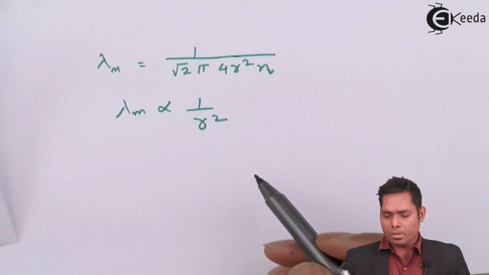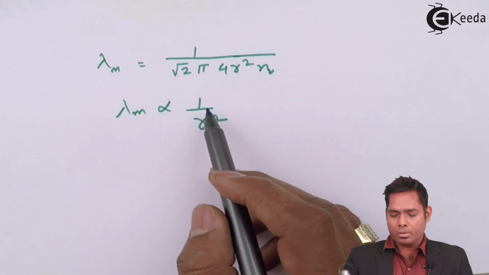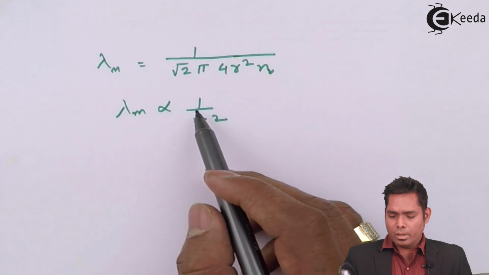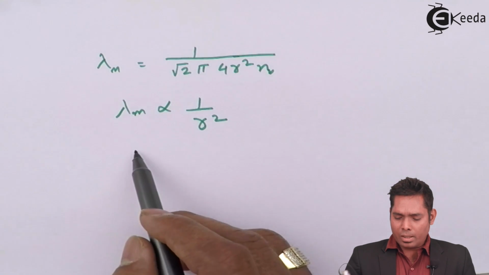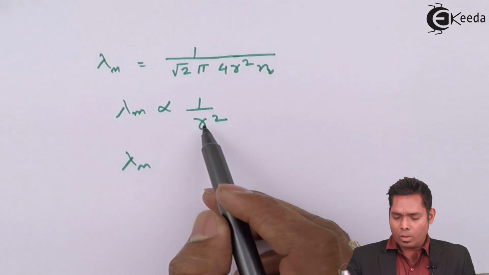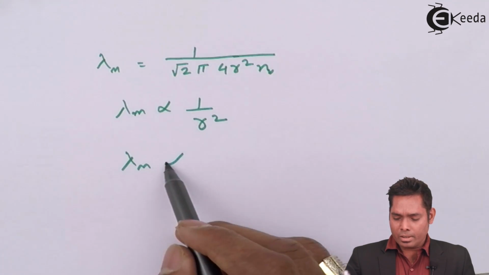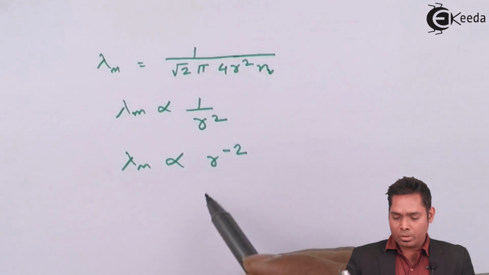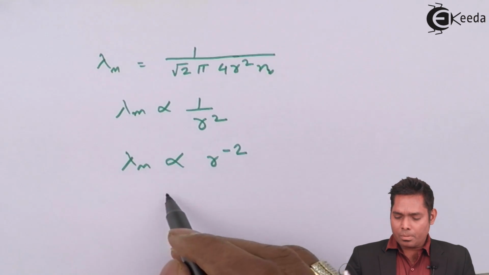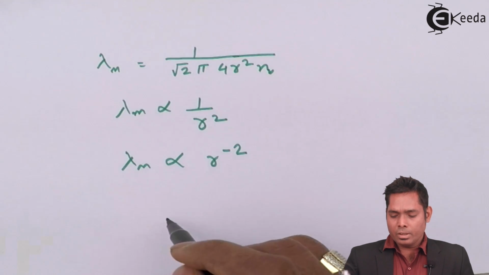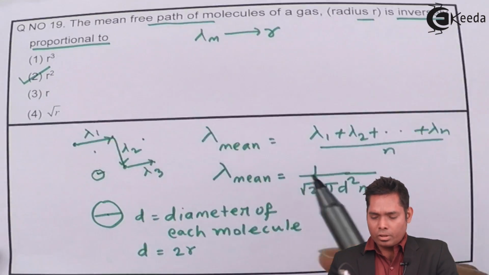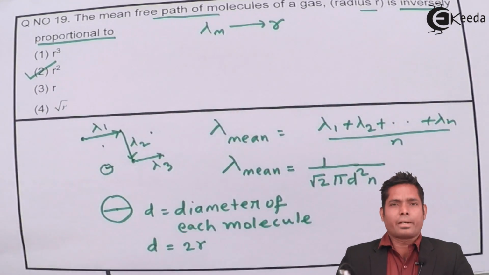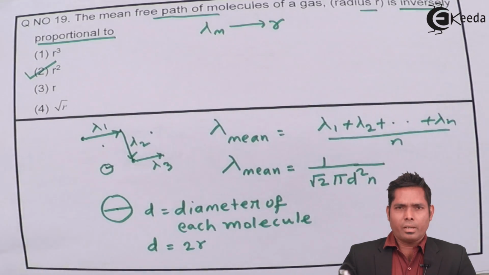It should be inversely proportional to r square, or directly proportional to 1 upon r square. If the question is how this lambda mean is related to r, the answer is that it is directly proportional to r to the power minus 2, that is, inversely proportional to r square. So according to the question, inversely proportional to r square, this is the right answer. Okay, thank you.